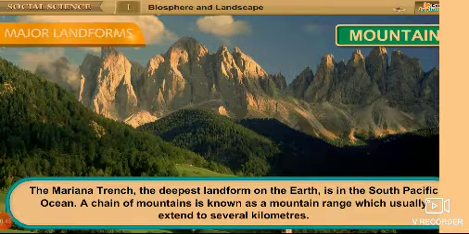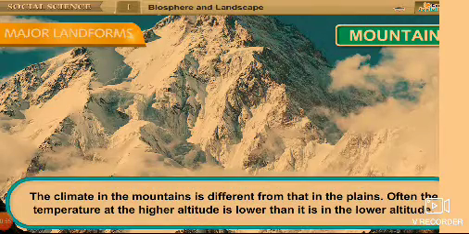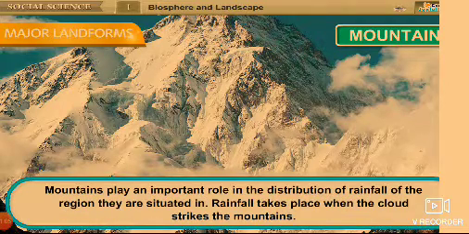A chain of mountains is known as a mountain range, which usually extends to several kilometers. The climate in the mountains is different from that in the plains. Often the temperature at the higher altitude is lower than it is in the lower altitude. Mountains play an important role in the distribution of rainfall of the region they are situated in. Rainfall takes place when the cloud strikes the mountains.